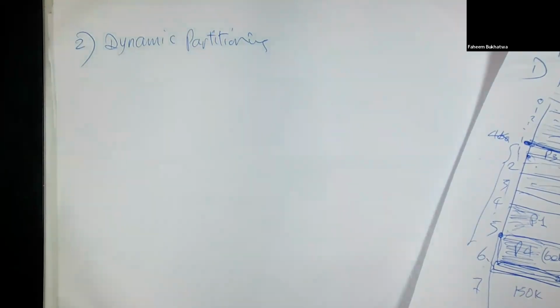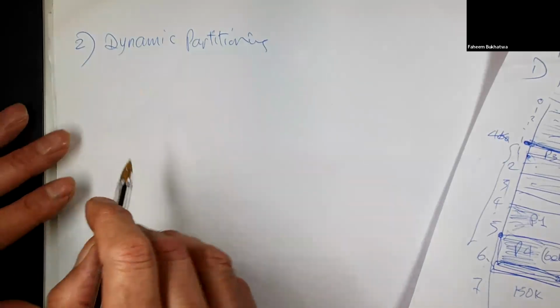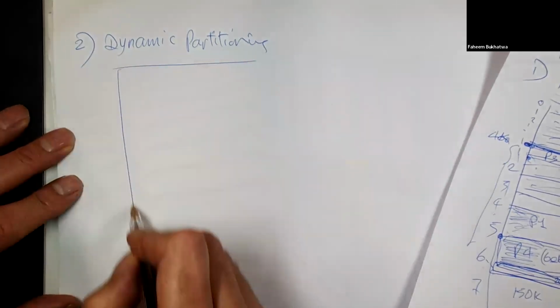And with every system, if you are asked to describe that system, you have to give those 3 situations. At the start, what happens? What does the memory manager do before any program comes in? And then what happens when a program comes in, and what happens when a program leaves, like the allocation and deallocation. So this is simple enough. Let's look at the dynamic partitioning.